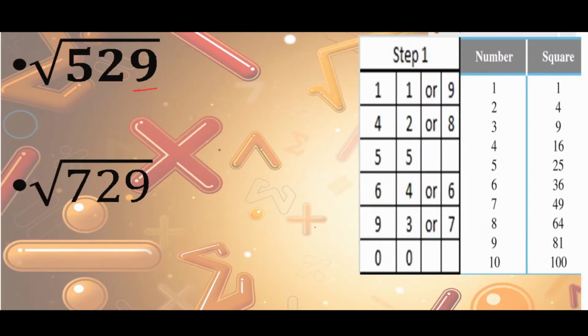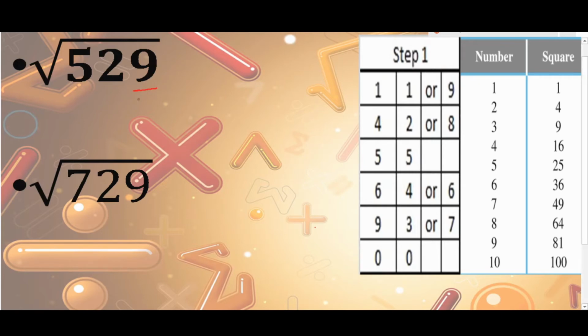Let's find the square root for 529. Before solving this, you can see 2 charts on your right hand side. Chart number 1 represents step 1. That is, if your number contains certain digits in its units place, what should be written in the units place of the square root? And chart number 2 represents the square numbers from 1 to 10. Let's start finding the square root for 529.